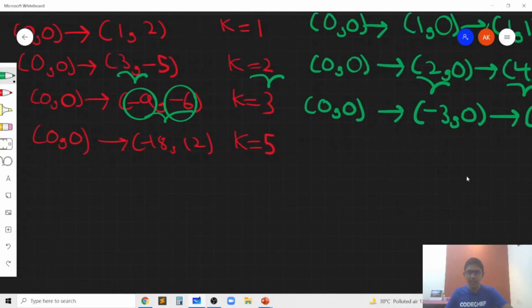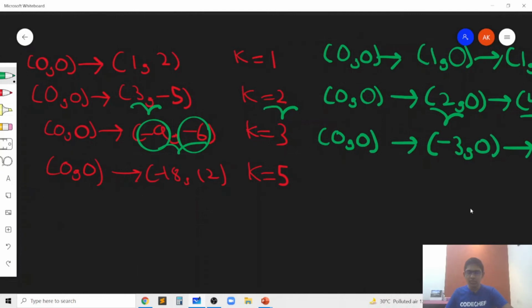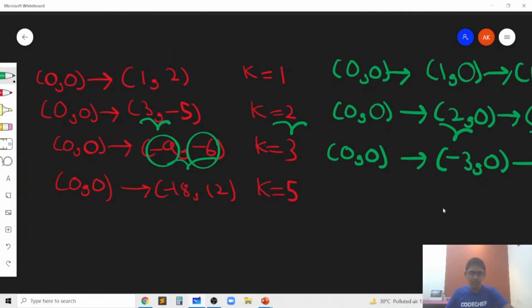yes. Now, the key observation still holds that the x coordinate, in this case minus 18, should be a multiple of k, or in this case 5. Now, the x coordinate is not a multiple of 5. That's why we can't reach this particular x coordinate. However, let's consider another example. So, that's why the answer would be no for this case.